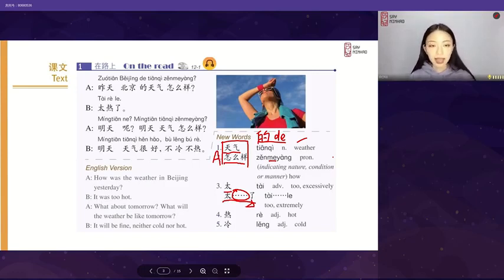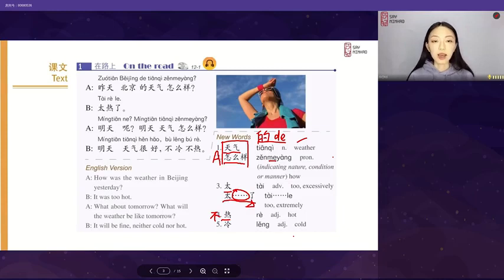So this is 太. Next one is 热. Read after me, please. 热, try to roll up your tongue a little bit. 热 means hot. And the negative form of it, try to guess it. It is 不热, right? Please pay attention to the tone sandhi here. 不, it is a fourth tone word, but because it is before a fourth tone syllable 热, so it will change to second tone. So 不热, okay?